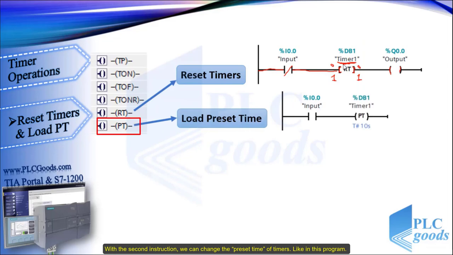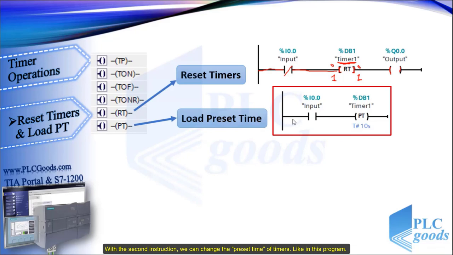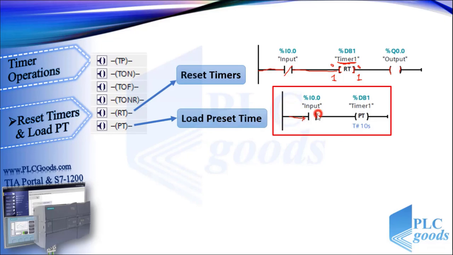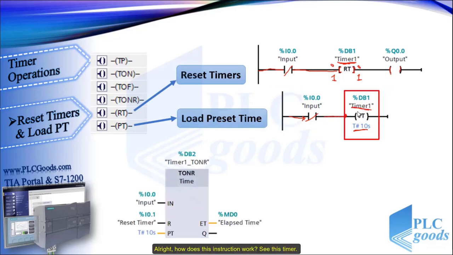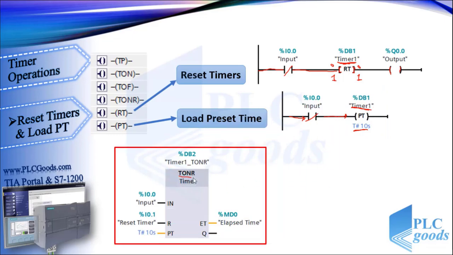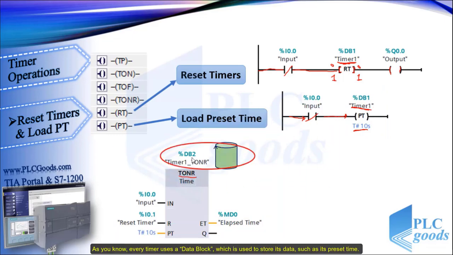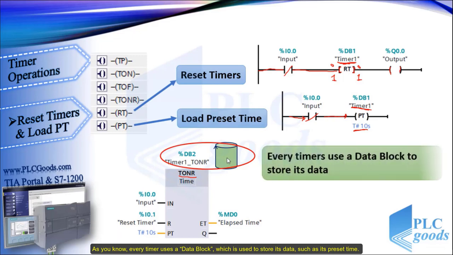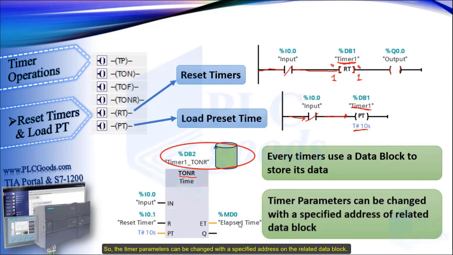With the second instruction, we can change the preset time of timers, like in this program. Alright, how does this instruction work? See this timer. As you know, every timer uses a data block, which is used to store its data, such as its preset time. So the timer parameters can be changed with a specified address on the related data block.